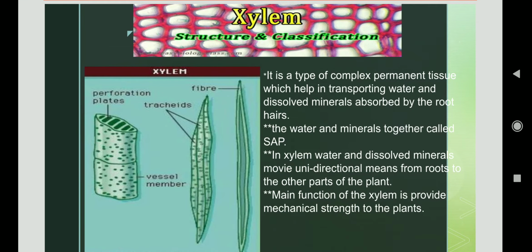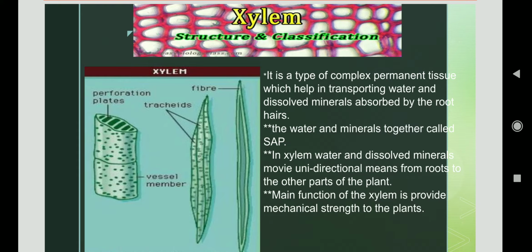What is xylem? Xylem is a kind of permanent tissue which helps in transporting water and dissolved minerals absorbed by the root hairs. This water and dissolved minerals are collectively called sap. In xylem, water and dissolved minerals move in a single direction, meaning unidirectional movement takes place from the root to the other parts of the plant.